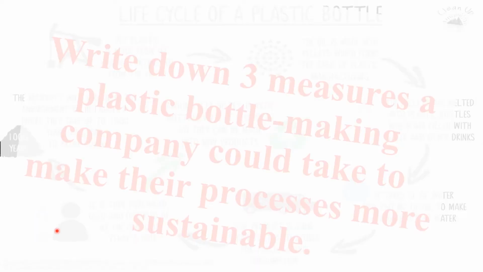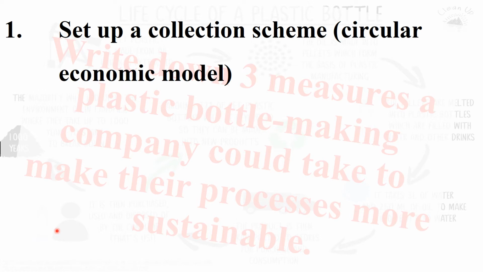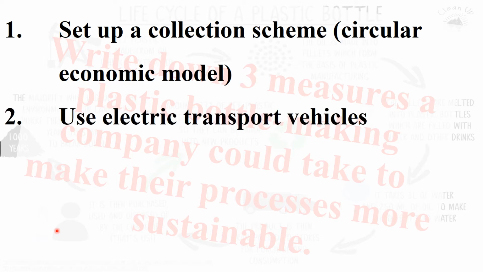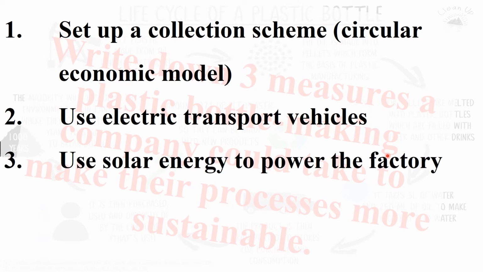So possibilities, you could maybe set up a collection scheme. So the plastic bottles go to a particular location within the supermarket. You see that in supermarkets now in terms of plastic bags. They go to a certain place. What about electric transport vehicles? That would be another option. Electric transport vehicles would not produce greenhouse gases, although you have your own problems in terms of accessing the cobalt and other rare metals for the batteries of the vehicles, but that's something.